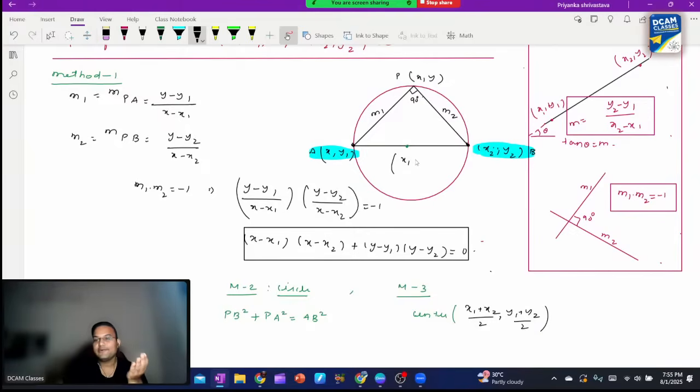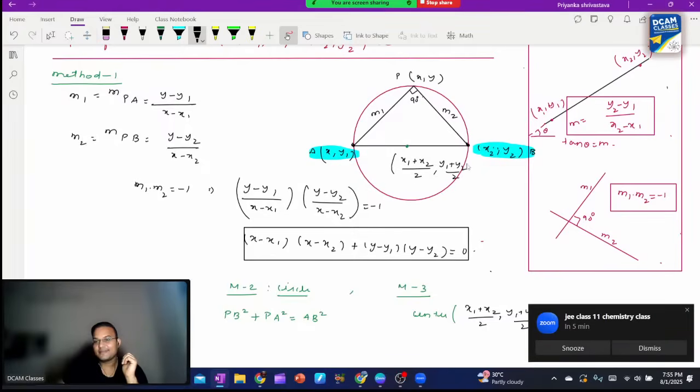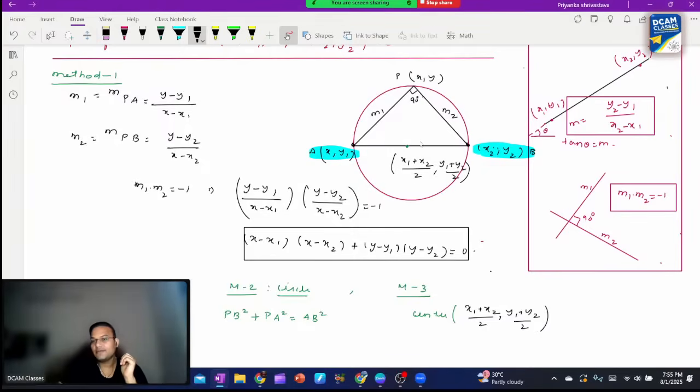You have already found the center, so you can find the radius using the distance formula. You take it with either point B or point A. Distance formula: (x2 minus x1) whole square plus (y2 minus y1) whole square. The radius is the root of ((x1 plus x2) by 2 minus x1) whole square plus ((y1 plus y2) by 2 minus y1) whole square. This is the radius.